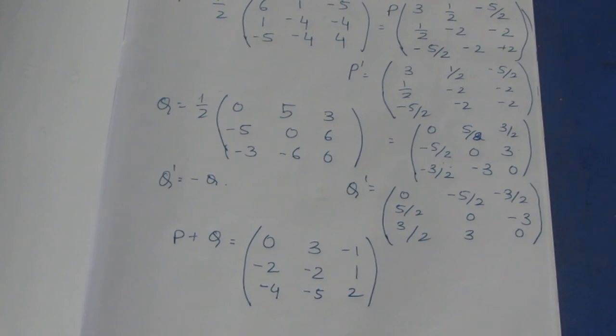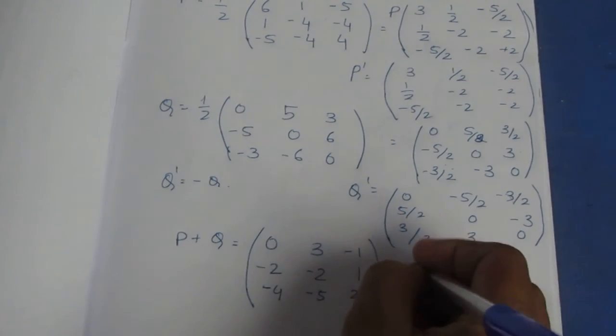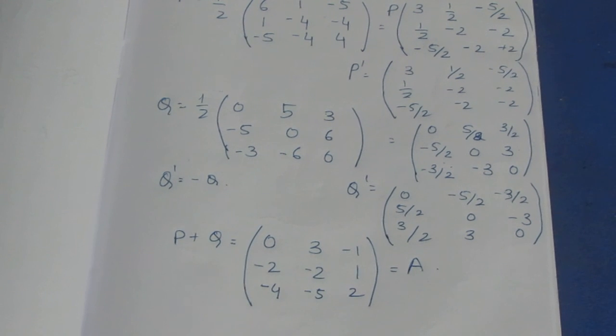This is the final answer. We got the same matrix, that is nothing but A. So P plus Q is equal to A is your final answer.